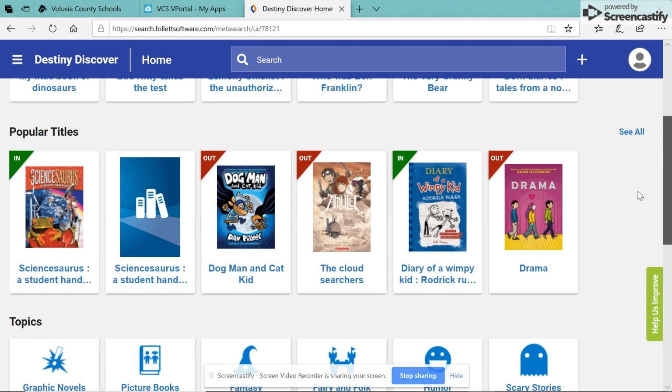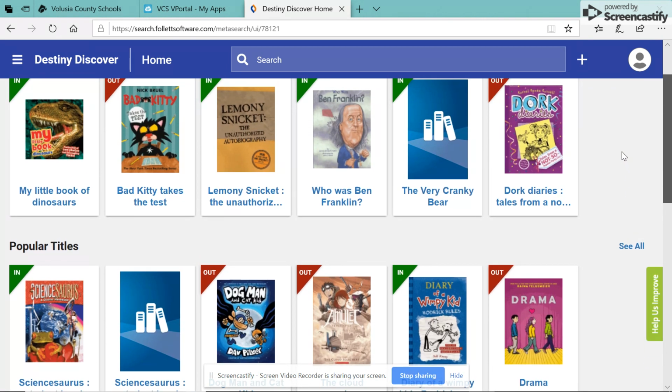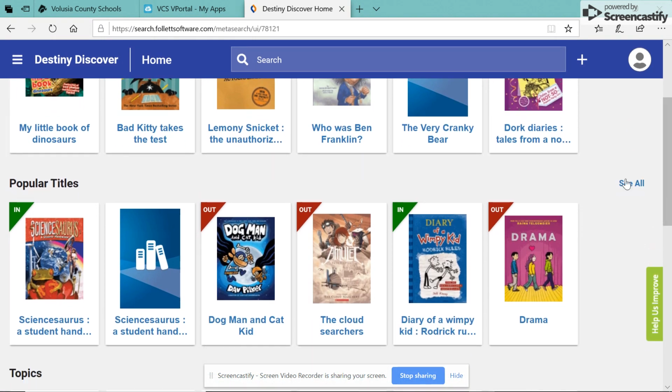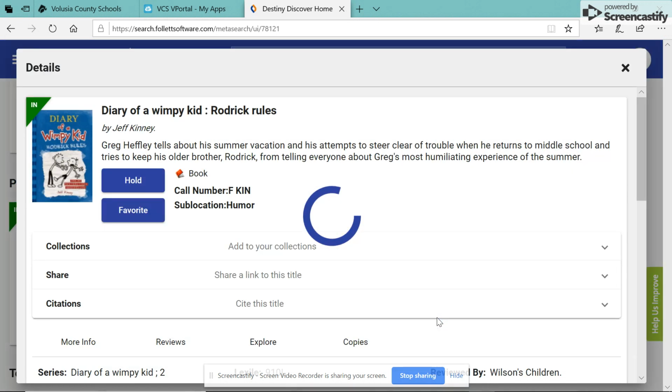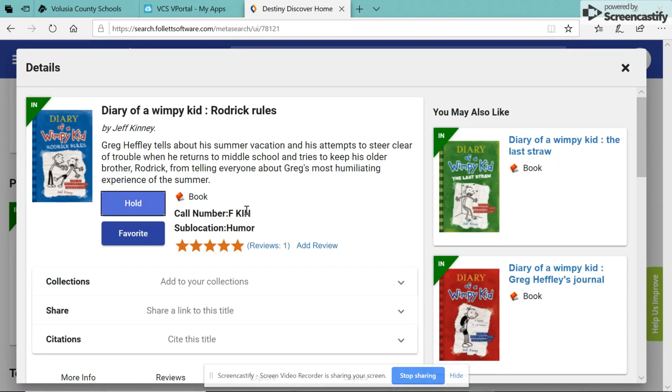I'm going to go up and look for a book. Let's say we wanted to find this book, Diary of a Wimpy Kid. I could click on it, and it will bring up the information on where to find it. Notice right here, it tells us our call number. The F tells us that it's located in fiction. The KIN, the first 3 letters of the author's last name, lets us know where in that fiction section we can find it. We'd be going to the K section.